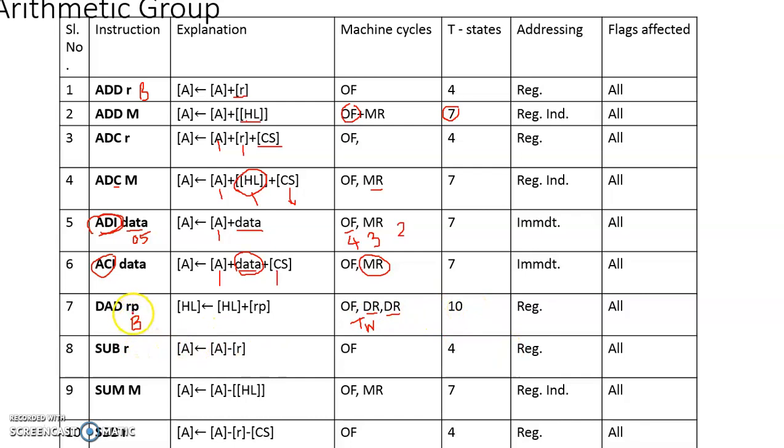Addressing mode. In order to represent this operand, the symbol of the register pair will be mentioned in the instruction. So addressing mode will be register addressing mode, because in this case, one of the operands is the content of the register. To address that operand, the symbol of the register is mentioned. And for this operand, it's implicitly known by the processor that one of the operands is the content of the HL pair. And this instruction also affects all status flags. So these are the 7 different addition operation instructions.